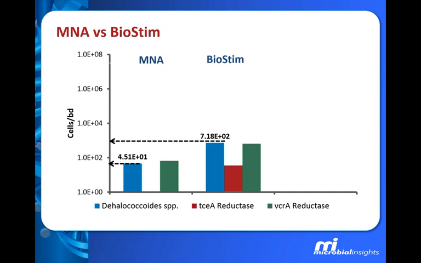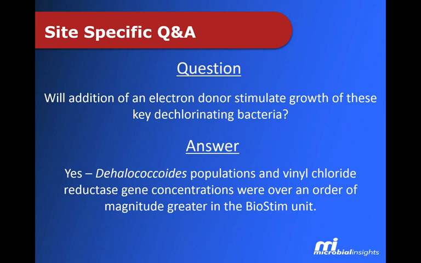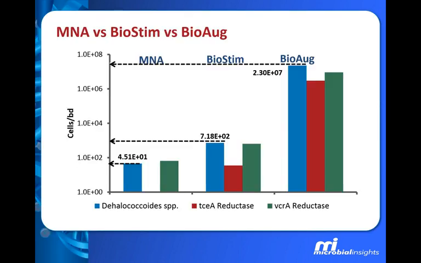Next, we look at the biostimulation in situ microcosm, and we see that compared to the M&A, we see an order of magnitude stimulation in the concentrations of Dehalococcoides. We also see a stimulation in the concentration of vinyl chloride reductase genes. And now we're also being able to detect TCE reductase genes as well. So remember that original question, will the additional electron donor stimulate growth of these organisms? The answer is definitely yes.